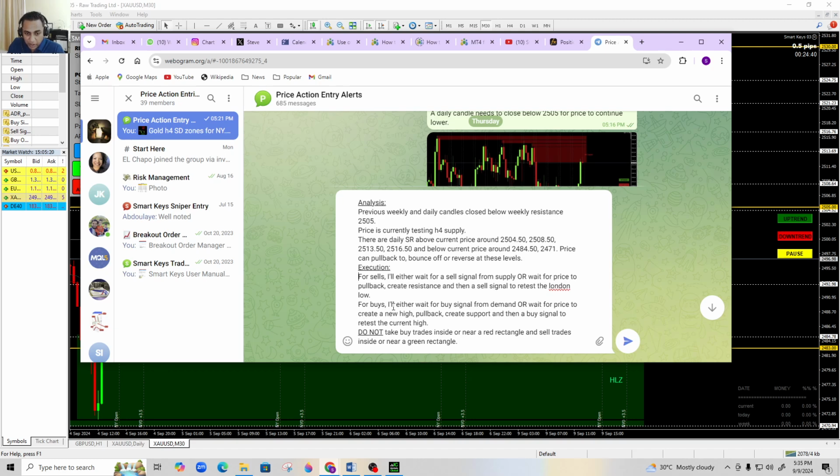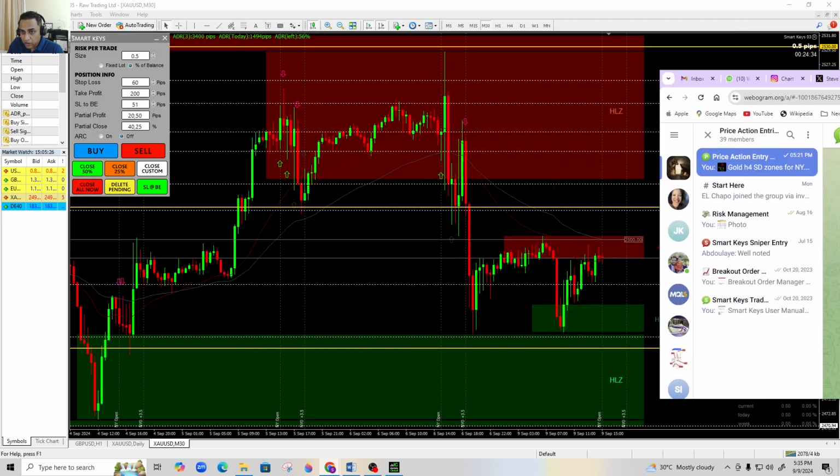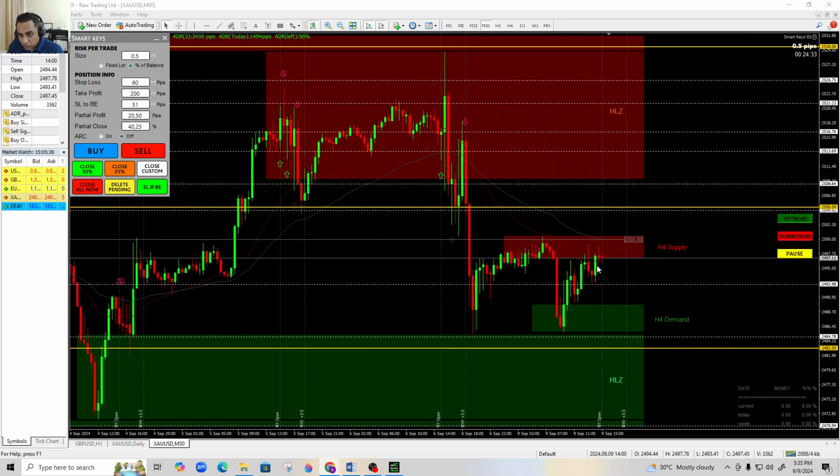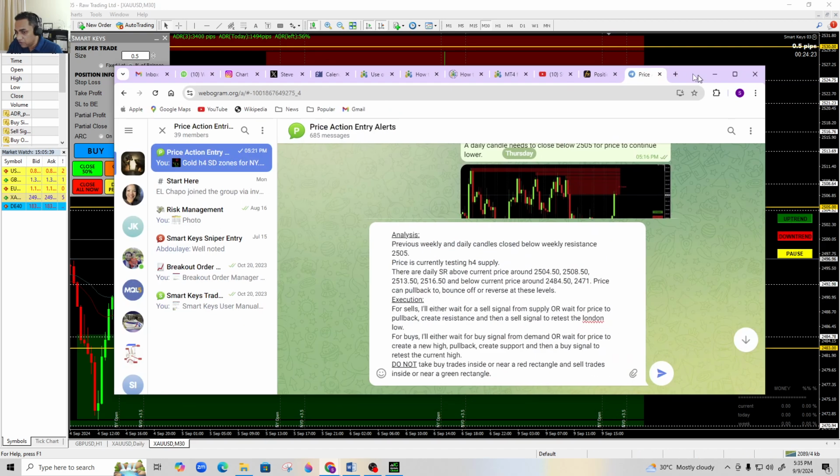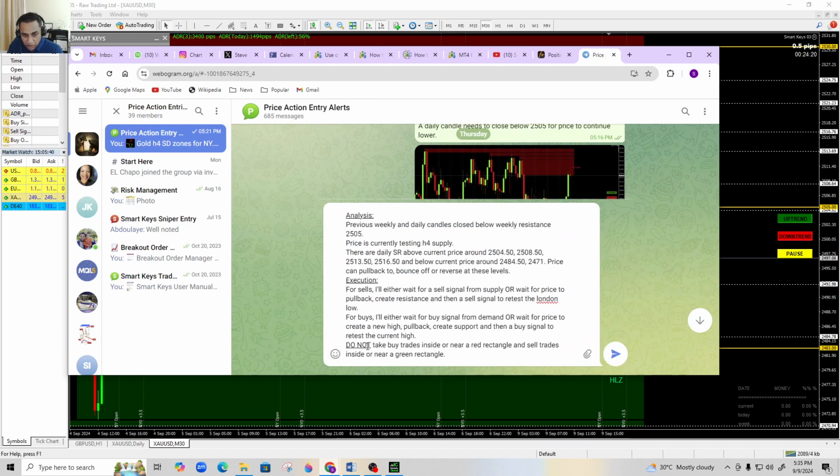Okay, so for buys, I'll either wait for a buy signal from demand or wait for price to create a new high. Right, so I explained that. So for price to create a new high in the New York session, pull back, create support on the M30 time frame, and then a buy signal, an M15 or M30 buy signal, to go retest the new high that it created. Keep that in mind. Okay, that's what I mean by this.